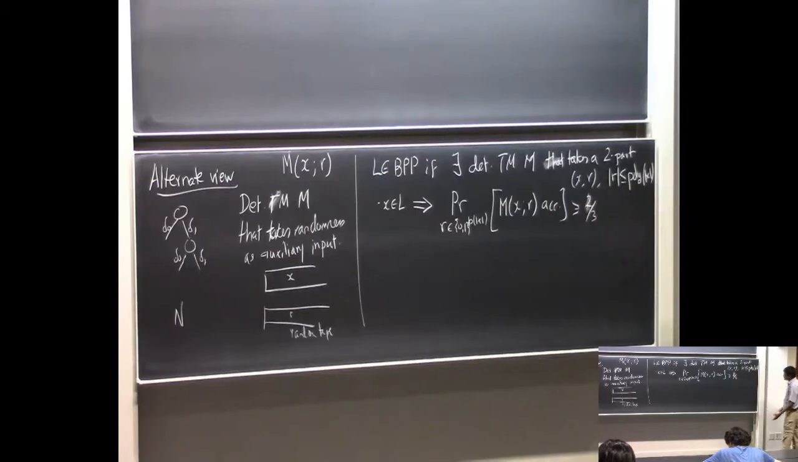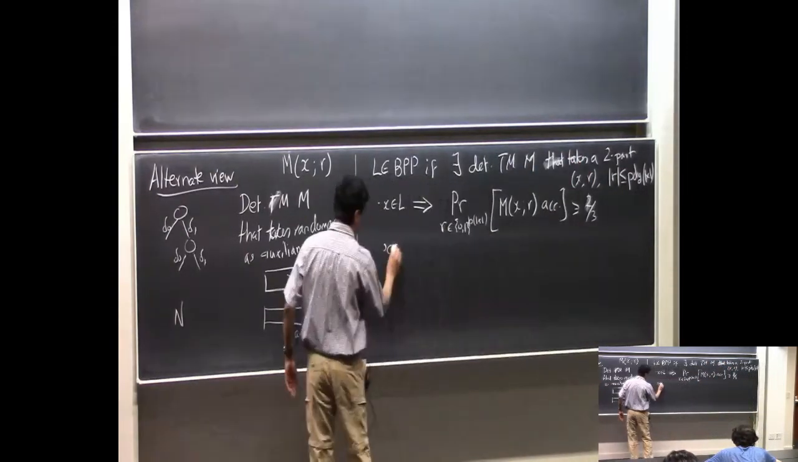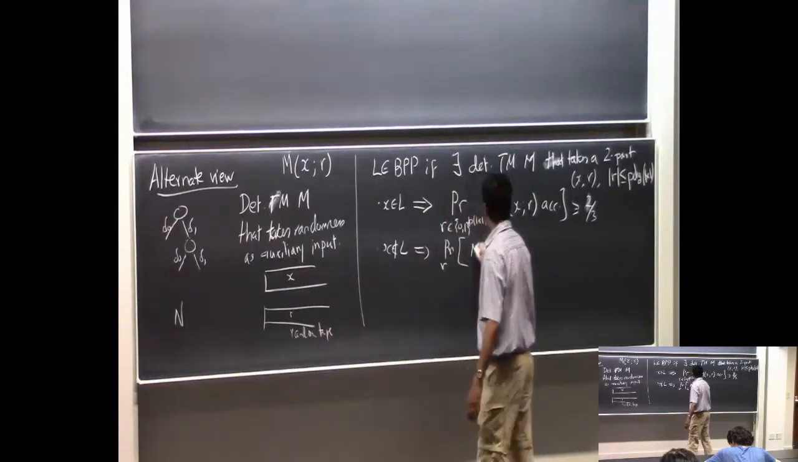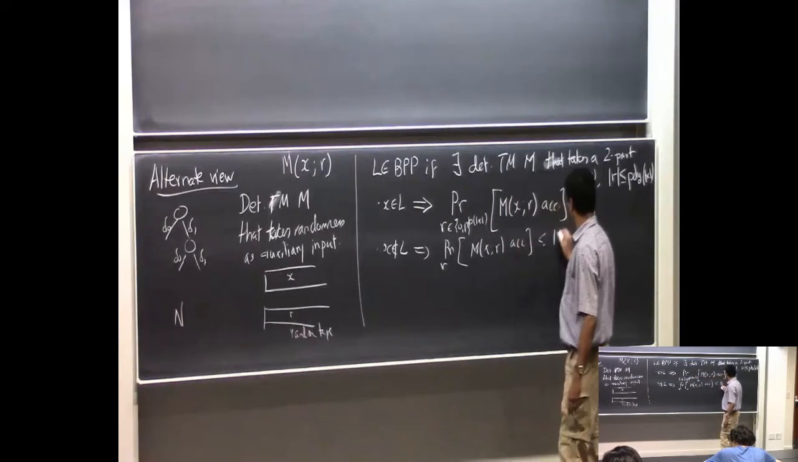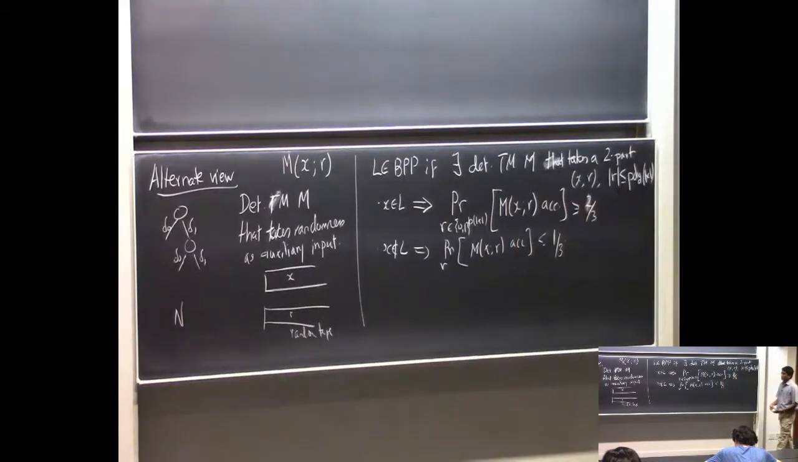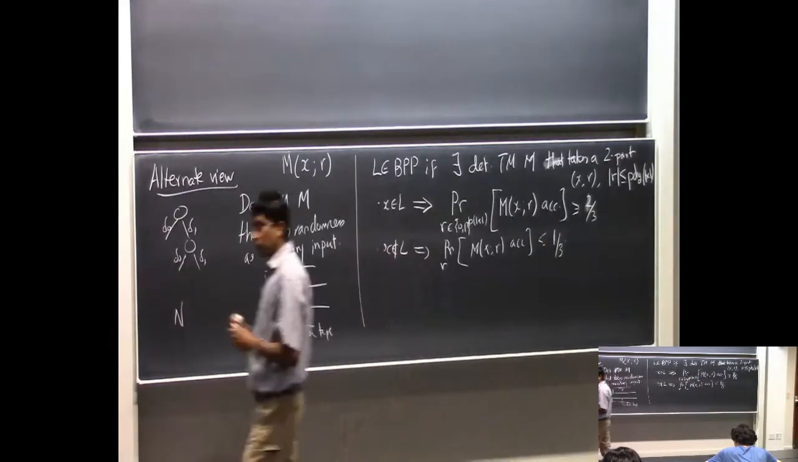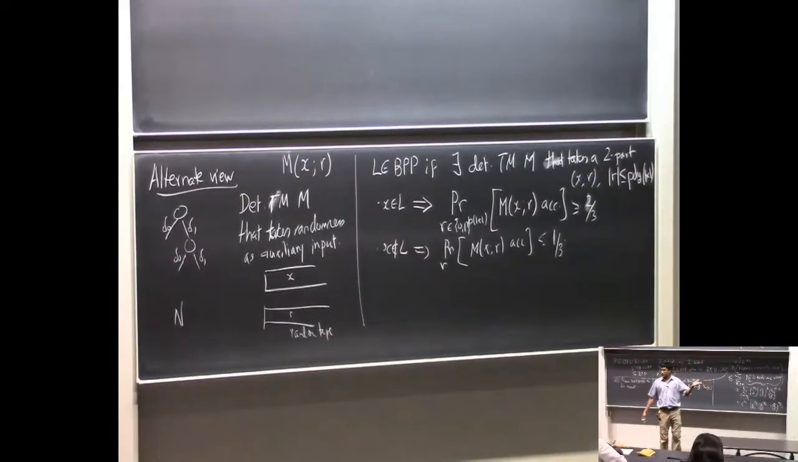Is at least 2/3, or as I said, you can also replace this 2/3 by something extremely close to 1 by amplification if you want. And if x is not in the language, the probability over r that M(x, r) accepts is at most 1/3, and once again 1/3 can be replaced by something minuscule by amplification if you want. This is exactly similar to the non-deterministic view for NP.